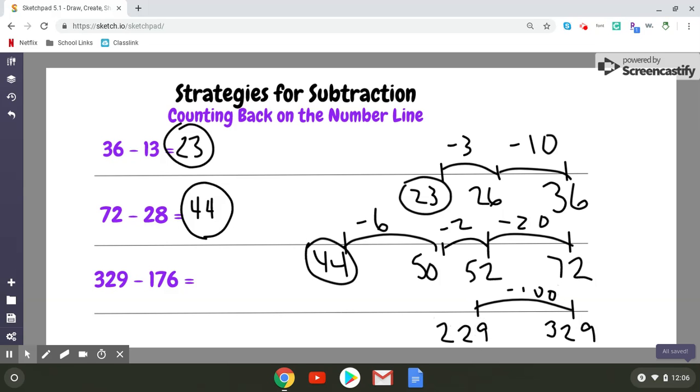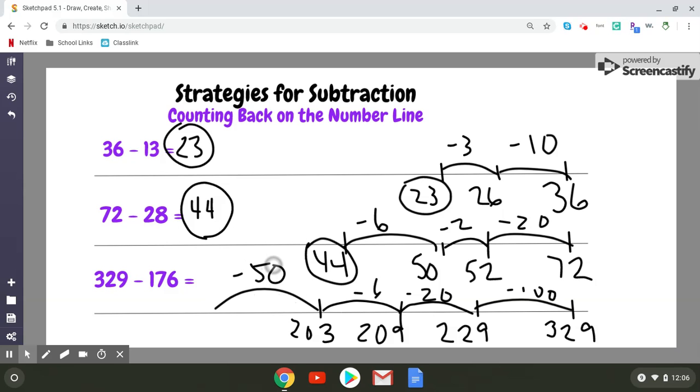And now I have to take away 70. But in this number 229, I only have 2 tens. So it's going to get a little bit trickier here. One thing that we can do is just take away that 20 first so that we get to 209. And now there's a few different ways that we could go here. We could take away the 6 first to get to 203. And then we can take away the other 50 that we still have left. So that would be 153.